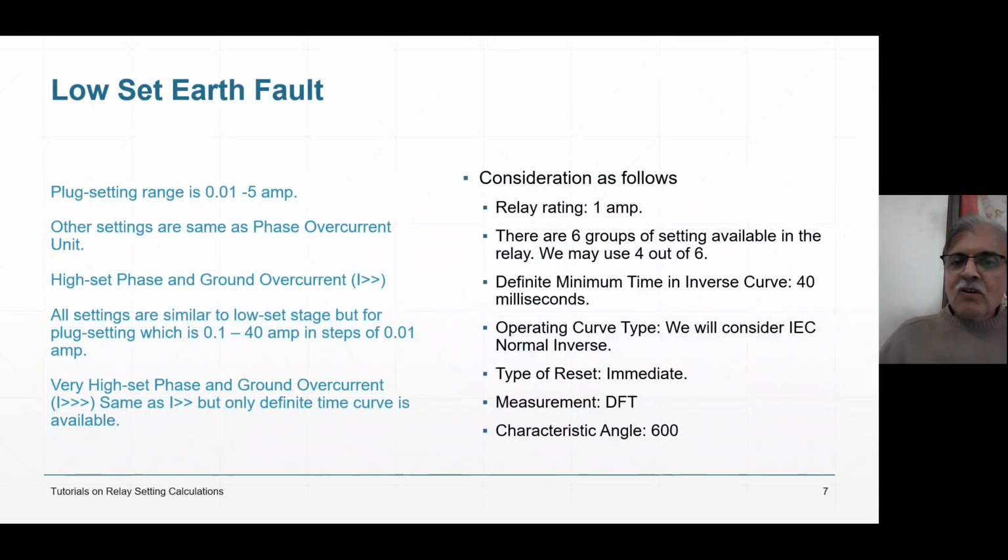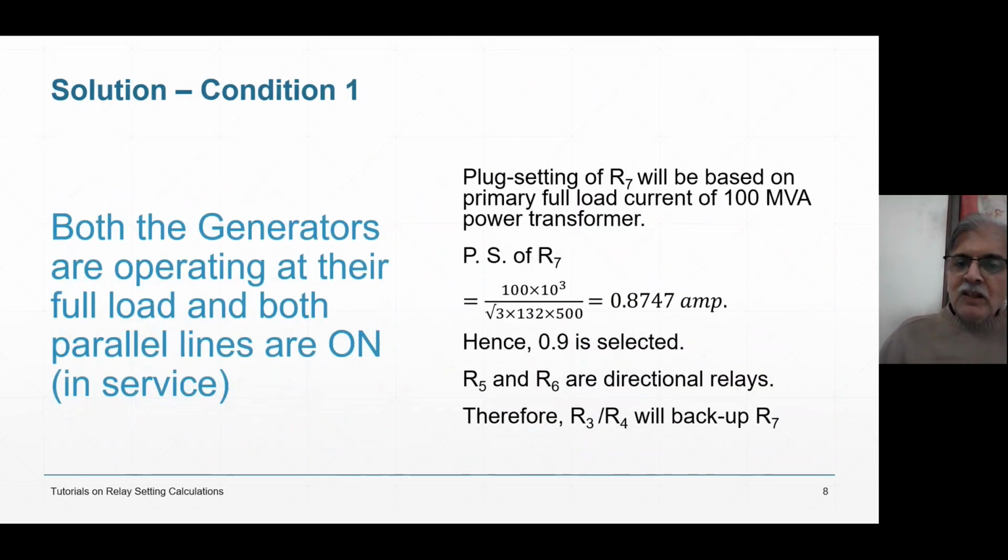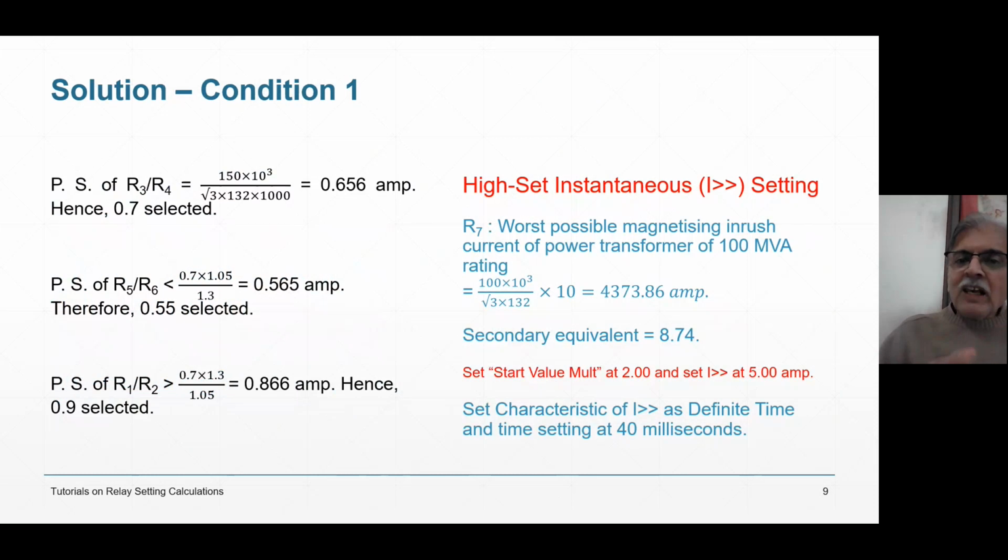You can see what I have done. I have used the setting for R7 because my magnetizing current is 10 times, that is 4373.86. So secondary equivalent divided by 500 gives me 8.74. So my setting has to be higher than 8.74.